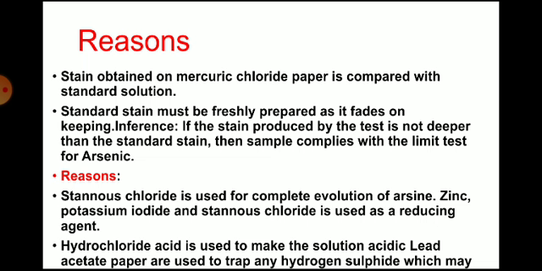The addition of stannous chloride is used for complete evolution of arsenic. Zinc, potassium iodide and stannous chloride are used as reducing agents. The addition of hydrochloric acid makes the solution acidic. The lead acetate paper is used to trap any hydrogen sulfide.